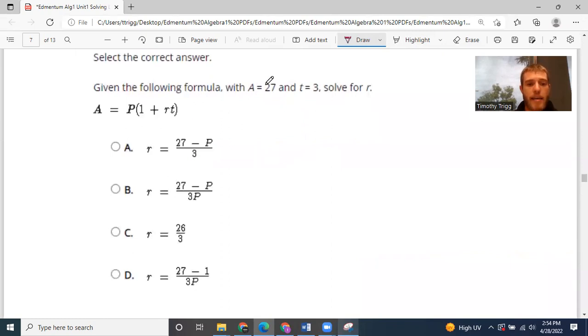Given the following formula, A equals 27, t equals 3, solve for r. So I could replace A with 27 equals P, I don't know, it doesn't tell us what P is, then we have 1 plus r times t. T is 3, so I'm just going to write 3r instead, plus 3r, like this. Okay, my first step, I think, will be to divide both sides by P.